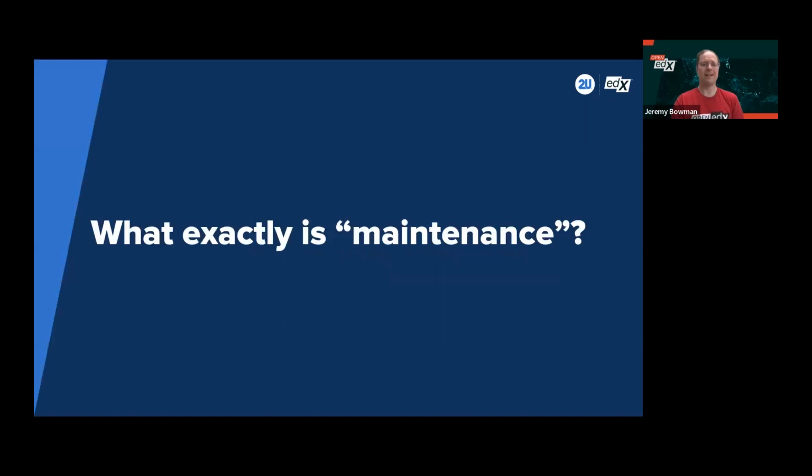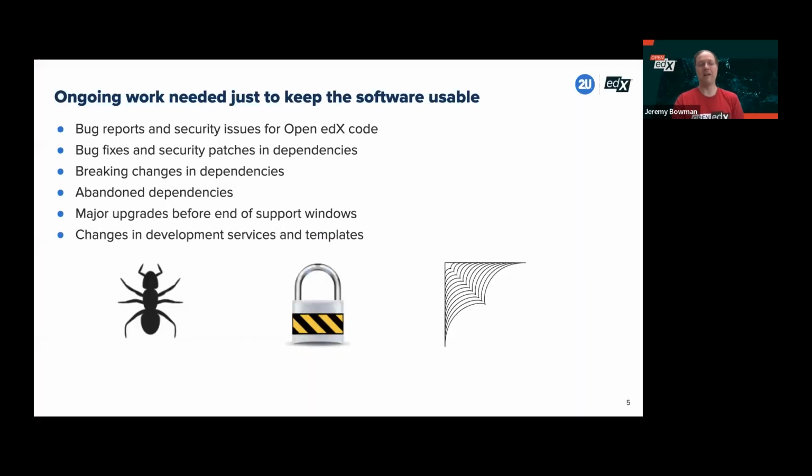So first of all, what exactly is maintenance? Maintenance is the ongoing work needed just to keep the software usable. So these are bug reports and security issues that come in for the open edX code itself, bug fixes and security patches that come in for dependencies of open edX, code that we didn't write and we don't maintain, but we do depend on for the services to work correctly, so we need to keep them up to date. Breaking changes in dependencies require modifications in our code in order to get onto the latest version, which is often important because without making those changes, we can't get onto a new version that may have a security patch later down the line.